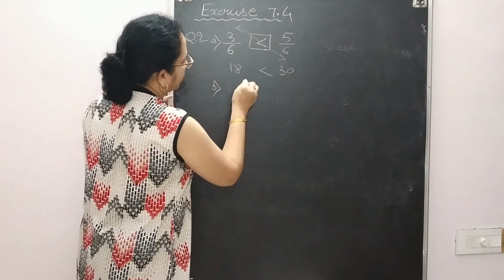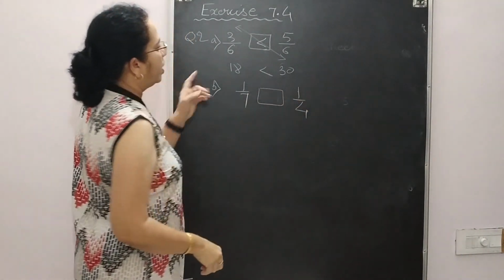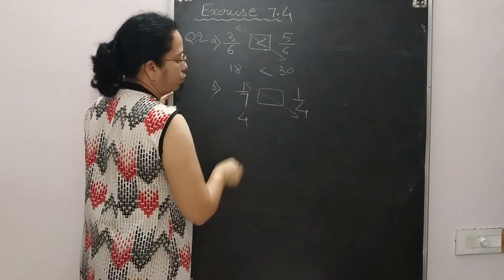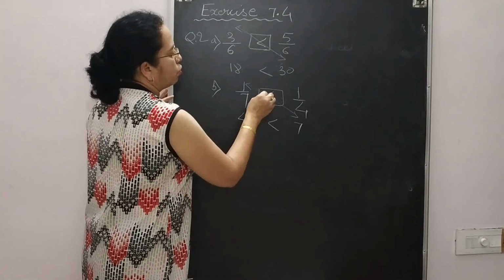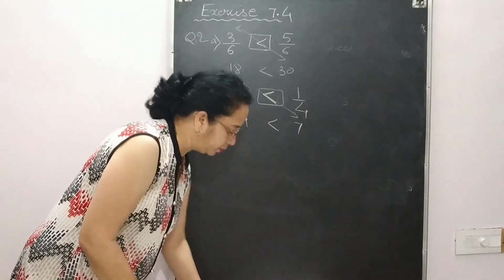The numbers 1 by 7 and 1 by 4. In the earlier question, denominators were the same. Now again draw one arrow. 4 into 1 will give you 4. 7 into 1 will give you 7. 7 is greater. So 1 by 4 is the greater fraction.